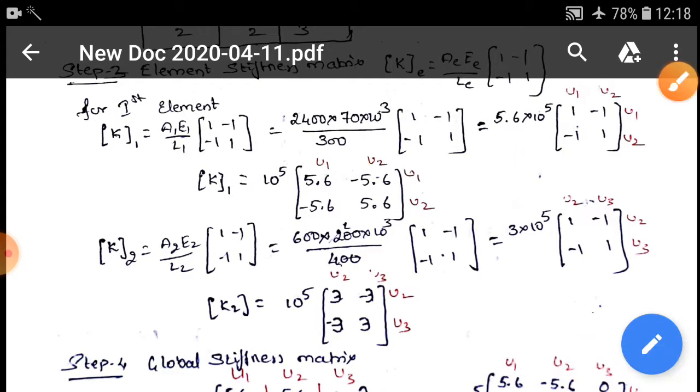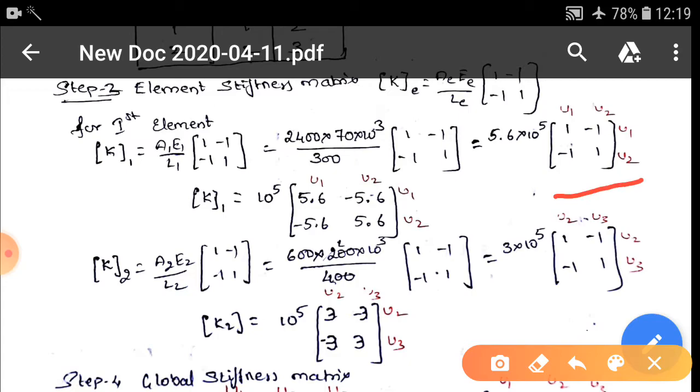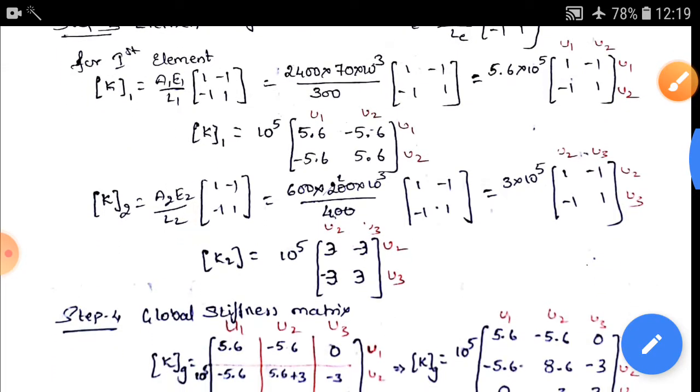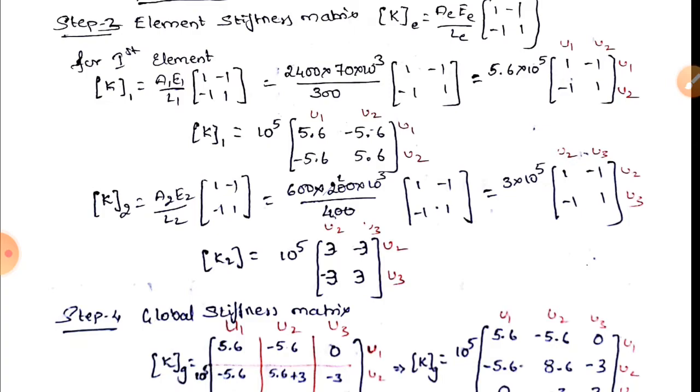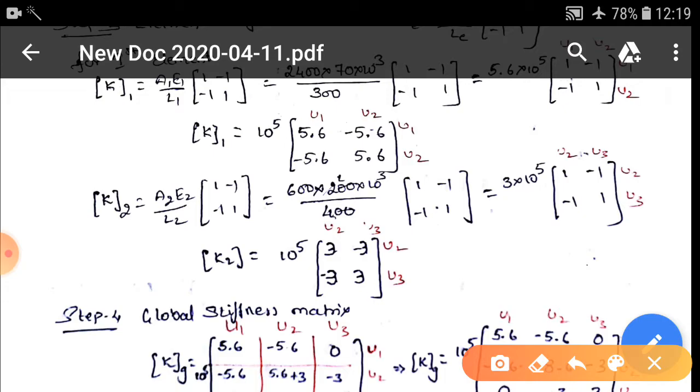Next, this element k1 is connected between node 1 and 2. That is the reason why we have written the displacements u1, u2 along the row and along the column. Similarly, we will solve for k2, A2 E2 by L2. A2 is 600, E2 is 200 x 10^3, L2 is 400. If we simplify it, it is 3 x 10^5. This element is associated with node 2 and 3, so the displacements associated are u2 and u3.